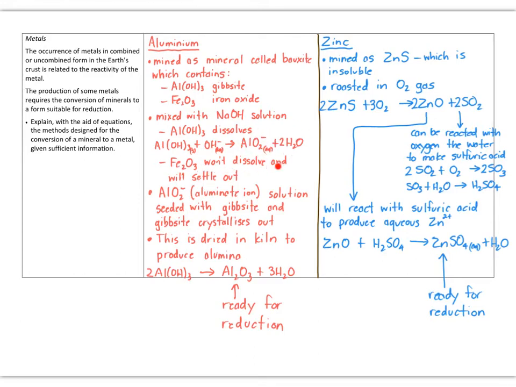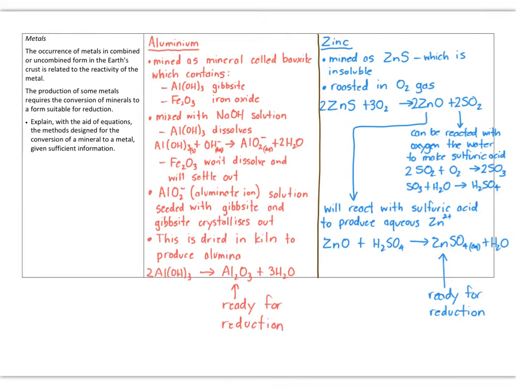Now the iron oxide won't dissolve in the sodium hydroxide, so that just settles out to the bottom, and then you basically just pump off the liquid part, which contains the dissolved alumina, the aqueous aluminate ion. This aluminate ion solution is then seeded with a small amount of pure gibbsite, and all of the aluminium oxide crystallises out. So you get left with relatively pure aluminium hydroxide or gibbsite.